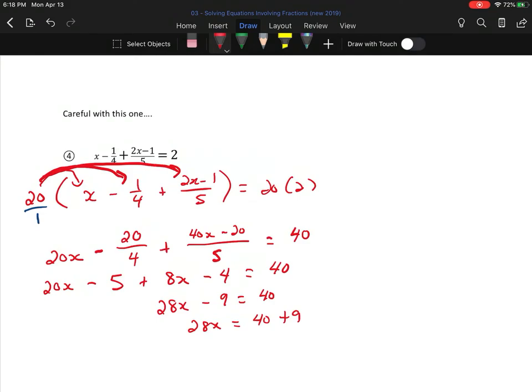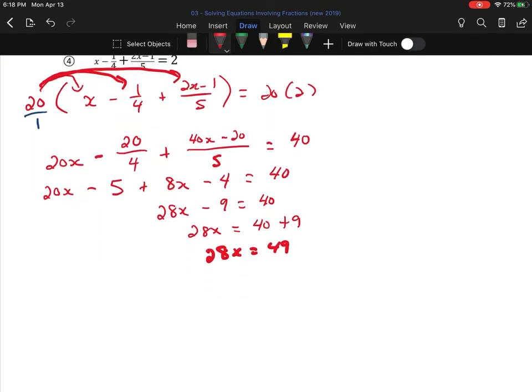Maybe you're a little faster at this now. You don't show all the steps. And so subtract 9 becomes add 9 when you move it over. 28x equals 49. Actually, I'm going to tidy that up because I forgot something there. 28x equals 49. And then divide both sides by 28. And I get x equals 49 over 28.